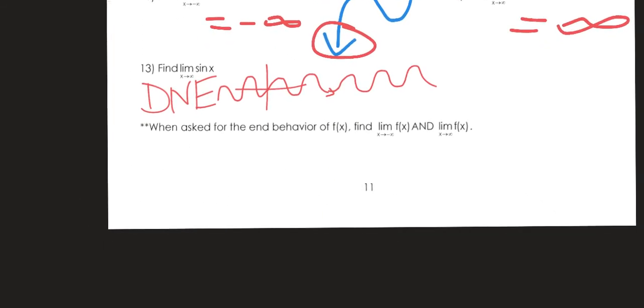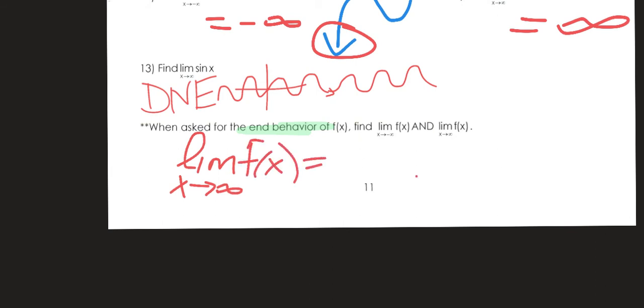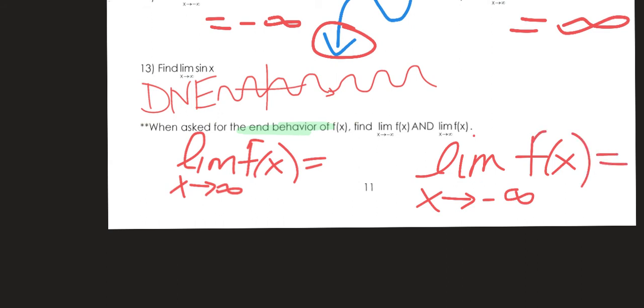All right, notice this is starred. When I ask you for the end behavior, anytime, this will happen from now until the end of the year. I might give you a function, and then I'll say, what's the domain, what's the range, where is it increasing, where is it decreasing, what's the max, what's the min, and end behavior. And when you see end behavior, you are writing out limit as x approaches infinity of f of x, or g of x, whatever I call it. And you are writing out limit as x approaches negative infinity of f of x. And then you answer both of those questions.